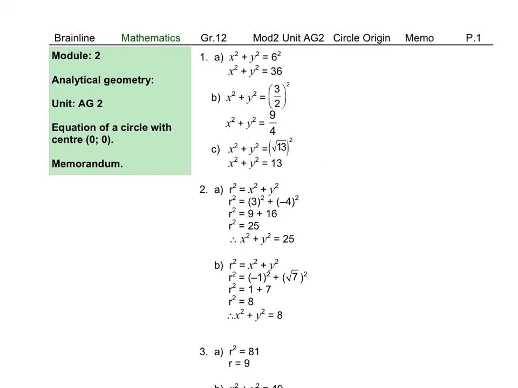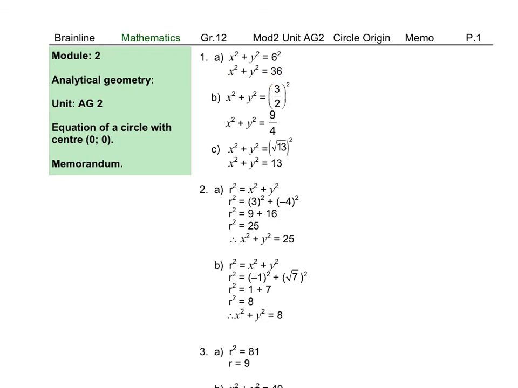In question 1, we were told that we have an equation of a circle where the origin is the center, and we were given the different r values. So we had to substitute the r value into the equation and square it because the equation is equal to r squared, and therefore the 6 squared will become 36. So my equation will be x squared plus y squared equal to 36.